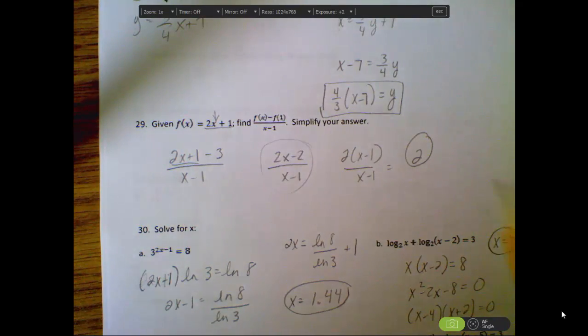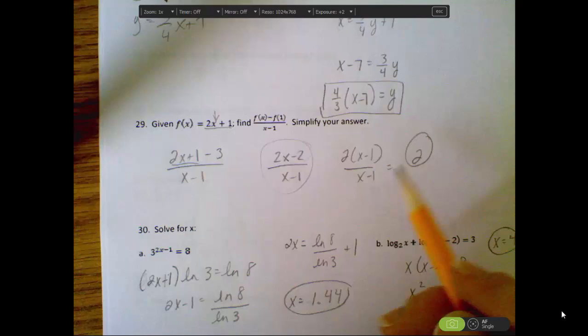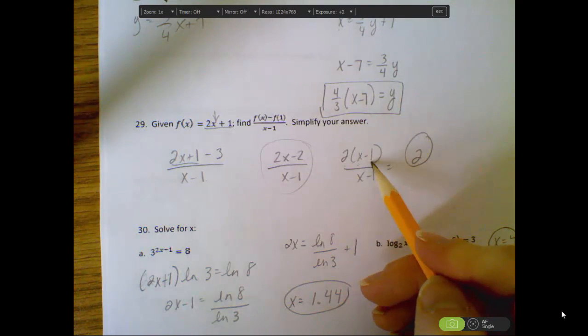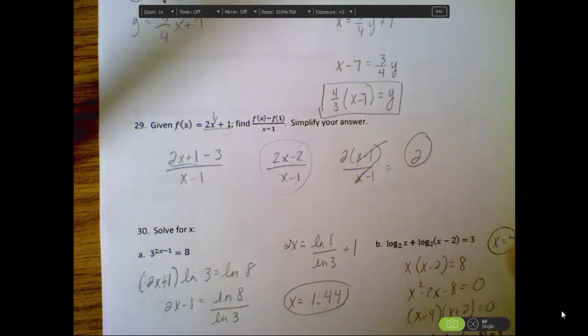You always, always, always have to look for any chance you have to factor. So when you take out a 2, you're left with x minus 1. Those cancel. Final answer is 2.